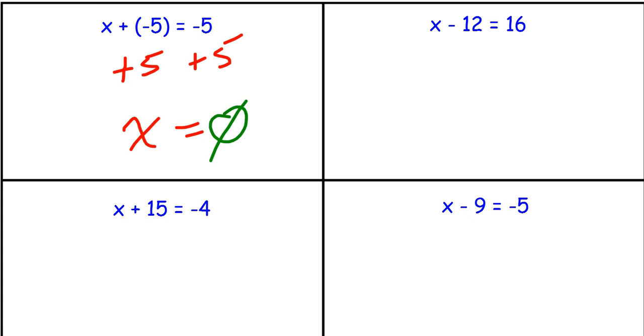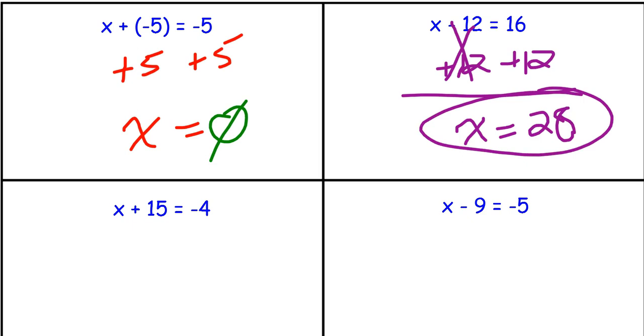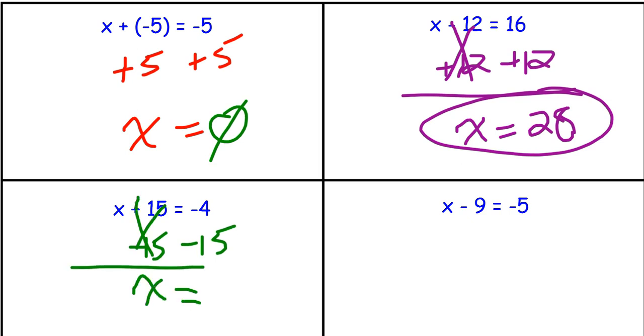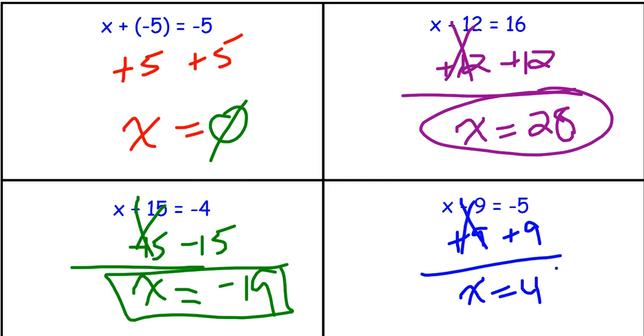On the right-hand side, we have x minus 12. And the upper right-hand side, the inverse of subtraction is addition. That's going to cancel the 12 from the left-hand side, and we're going to give us 16 plus 12 is 28 as our solution value. Down in the lower left, we see x plus 15. To remove the plus 15, we're going to invert the operation, minus 15. Always inverting the operation, never inverting the sign. Negative 4 minus 15 is negative 19. And in the lower right-hand corner, we have x minus 9 is equal to negative 5. We're going to add 9 to both sides and end up with x is equal to 4.